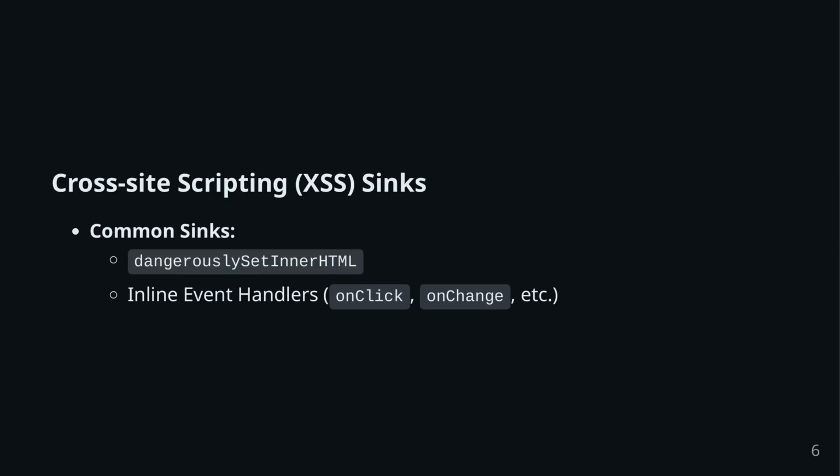In this slide, we're diving deeper into cross-site scripting, XSS, by discussing XSS sinks. These are points in the code where untrusted data can flow into the browser. Common sinks for XSS attacks include dangerouslySetInnerHTML and inline event handlers such as onClick and onChange. DangerouslySetInnerHTML allows developers to set HTML directly from JavaScript, which can be exploited if the input is not properly sanitized. Similarly, inline event handlers can execute malicious scripts if they include untrusted user inputs. Understanding these common XSS sinks is crucial for writing secure applications and protecting user data from malicious attacks.